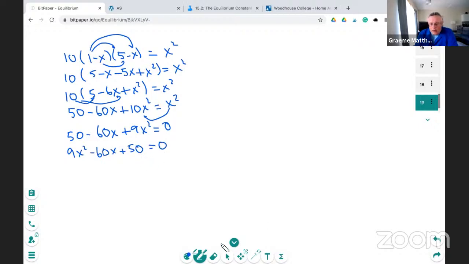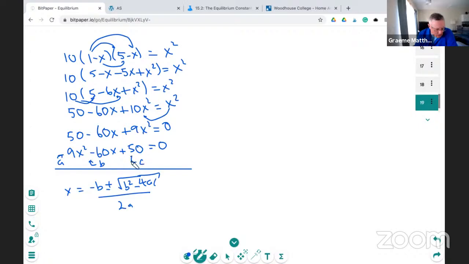Now you need to use the quadratic formula. Most of your calculators these days do the quadratic, but well, that's up to you. So x is equal to negative b plus or minus the square root of b squared minus 4ac, all over 2a, like so. And obviously this is a, this is b, and this is c. So if I put everything in, I'm going to get a lot of brackets here.